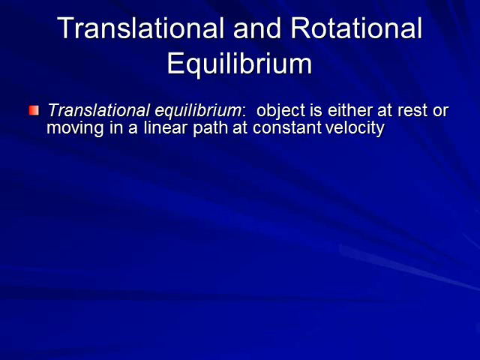Translational and rotational equilibrium. Translational equilibrium means that the object is either at rest or moving along a linear path at a constant velocity. Translational equilibrium means linear path types of equilibrium, moving from side to side or forward or backward. When any object, let's say for example, is at rest on a table, it's going to be in translational equilibrium because it's not moving along a path. It is actually in static equilibrium.